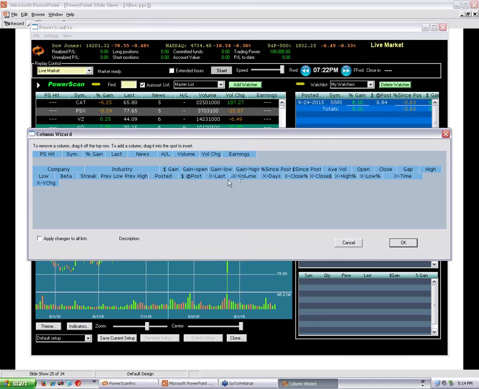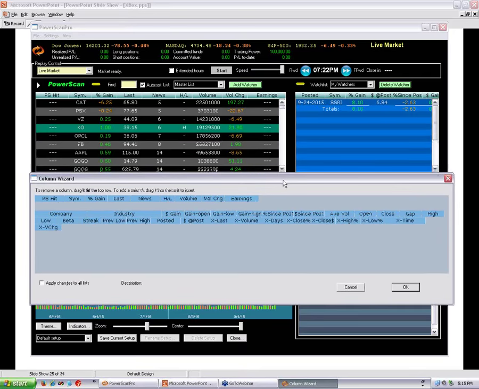Any column that starts with X, like X last, X volume, that's extended hours. X last means the last trade price. X volume means the current extended hours volume. X days, that's how many days since the last trade. That's kind of important because let's say a stock normally doesn't get a lot of action. If you see a trade occur in the extended hours and the last trade was 5 days ago, that could be significant. That stock hasn't been getting any action until now.